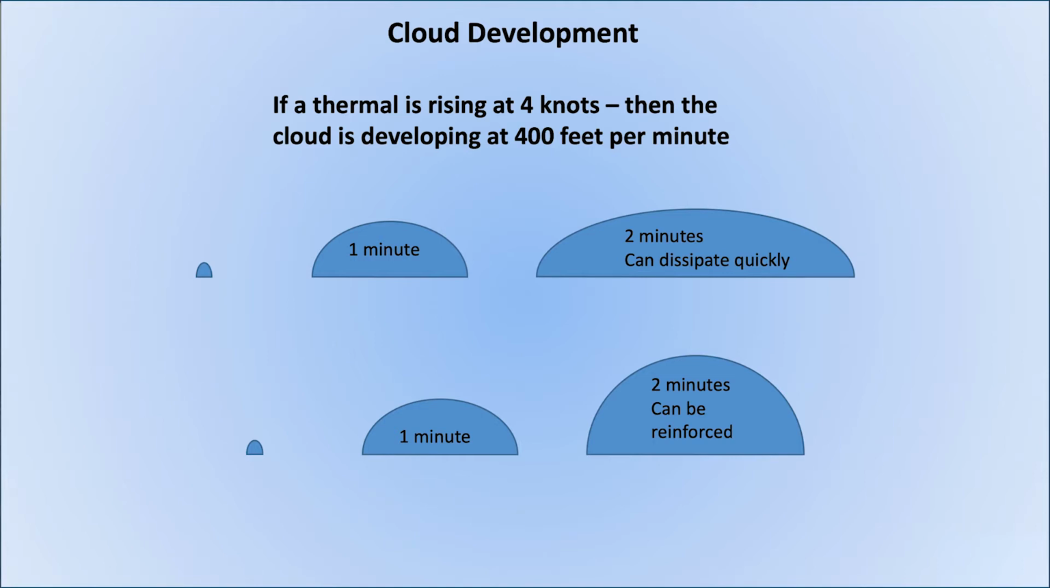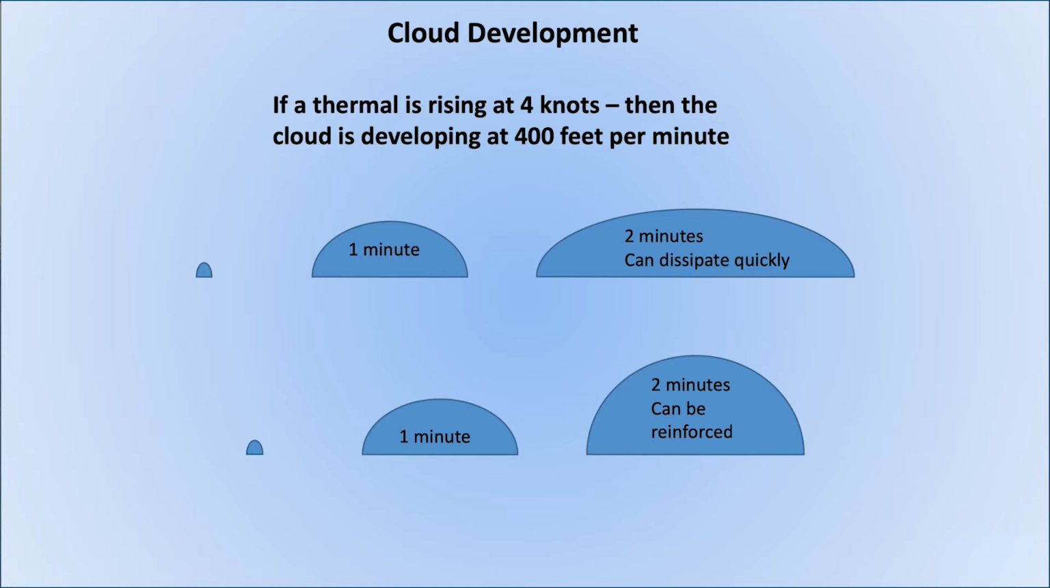Cloud development. If a thermal is rising at 4 knots, then the cloud is developing at 400 feet per minute. So on the left there, we see the wisp generating. After 1 minute, both clouds have achieved a height of 400 feet.